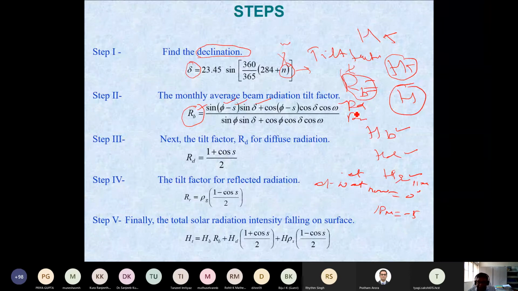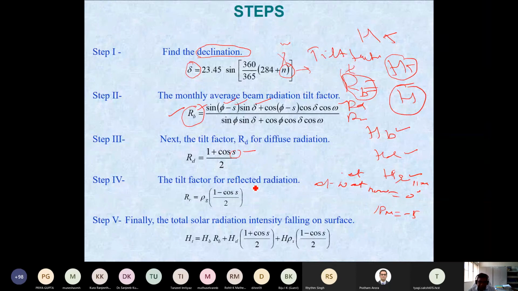So that means you can take this value and determine the RB. And RD will depend on the time of the year and the weather conditions, and we can estimate this by taking the tilt angle only. So that means (1 + cos s)/2.